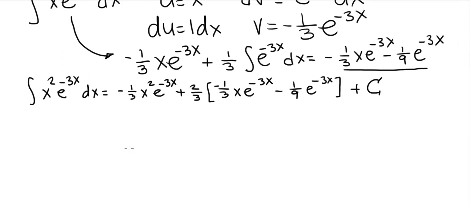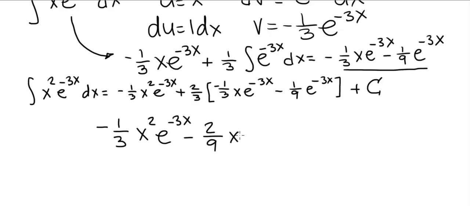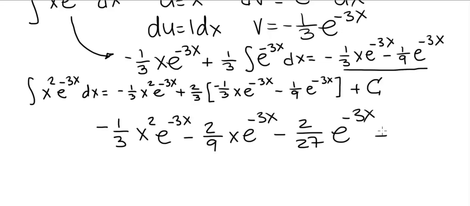The final answer is going to be minus 1/3 x squared e to the negative 3x minus 2/9 x e to the negative 3x, and then minus 2/27 e to the negative 3x plus c. Now we could factor e to the negative 3x, possibly even 1/3, but this is perfectly okay to answer in this form.